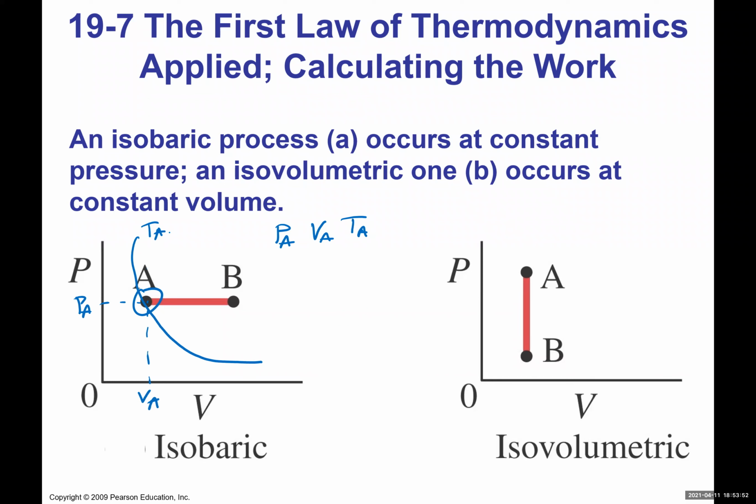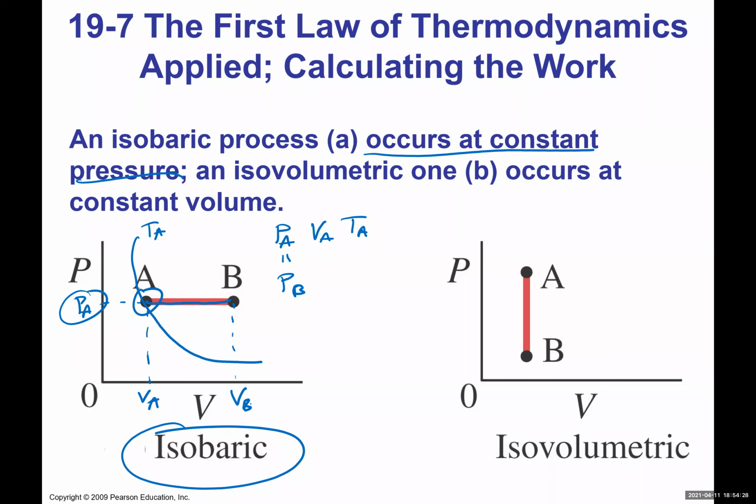Then you undergo a process. If your process goes from A to B such that during your process your pressure remains constant, that means if you come back and look at PB, you can see that it's exactly the same as PA, the same pressure before and after. So this is known as an isobaric process. An isobaric process occurs at constant pressure. But obviously, if I look at my volume, I can see that I have VB, so my volume changes.